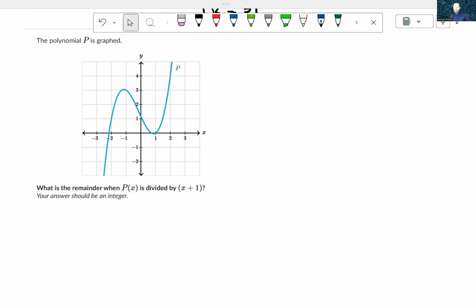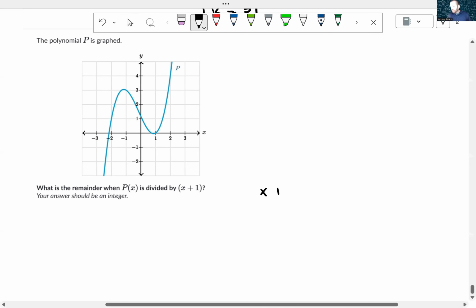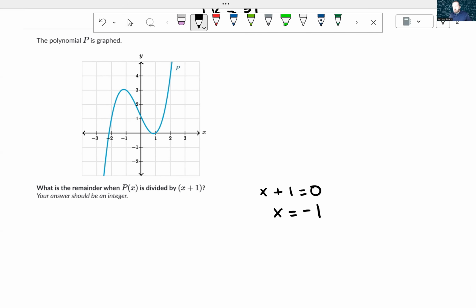So for this one, we just look at the graph. We're going to set x plus 1 equal to 0, because that's what it's being divided by. So x equals -1. And so we want to find p of -1, which is going to tell us the remainder. If this function is p, we plug in -1 for x, and that tells us the corresponding value for p. So we go to -1 on the x. Up here is 3. And so our remainder is 3. We just so happen to get 3 again for our answer.